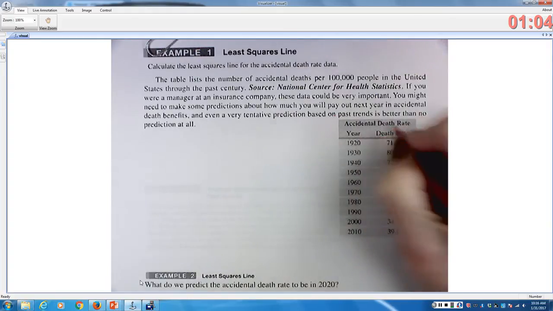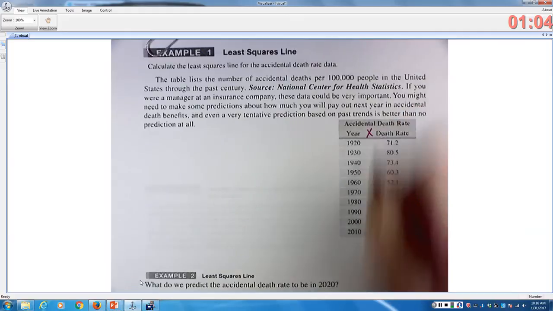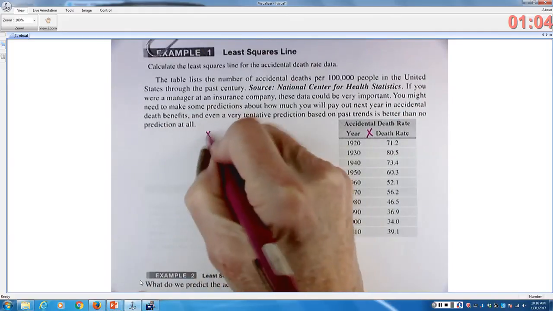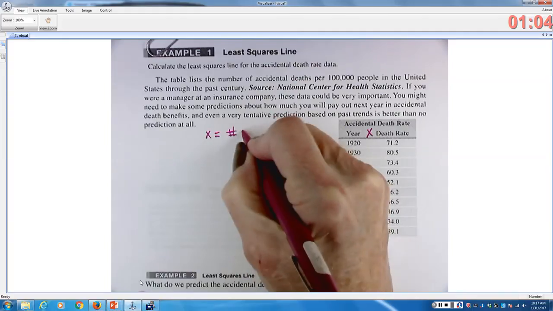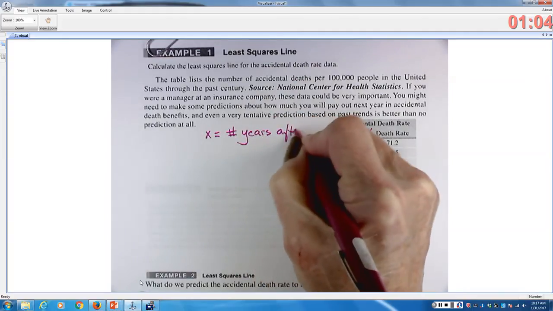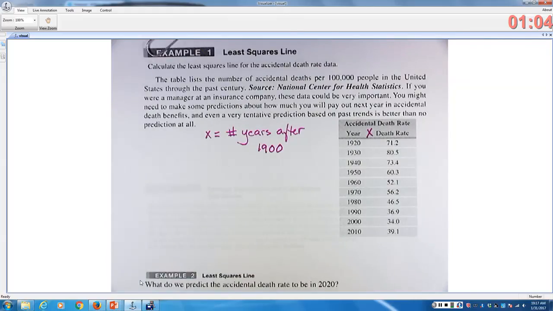Rather than use the year itself for X in this particular case, I'm going to use how many years after 1900. Okay? That's what X represents. It doesn't represent the year itself. It represents the number of years that have passed since 1900.